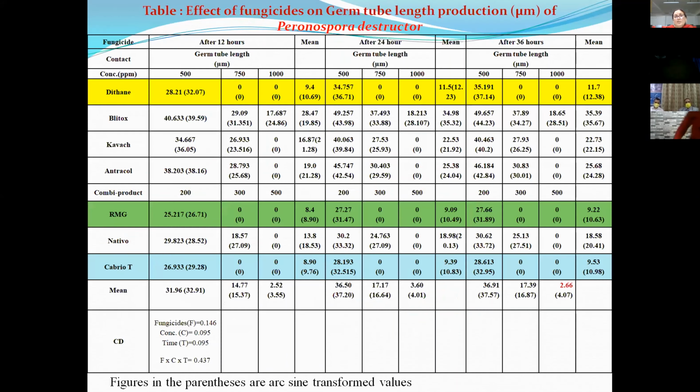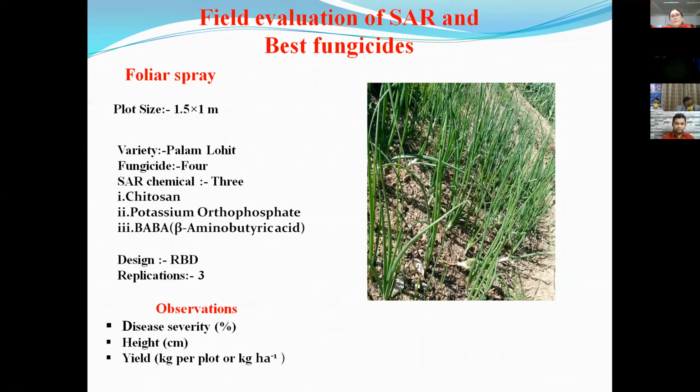And similarly, we have seen that the germ tube production has reduced in Dithane or Ridomil and Nativo. Nativo was not very effective, but it was also considered more effective than these non-systemic fungicides. Cabriotop was the next best. And now we have evaluated some of the SAR chemicals in the field.